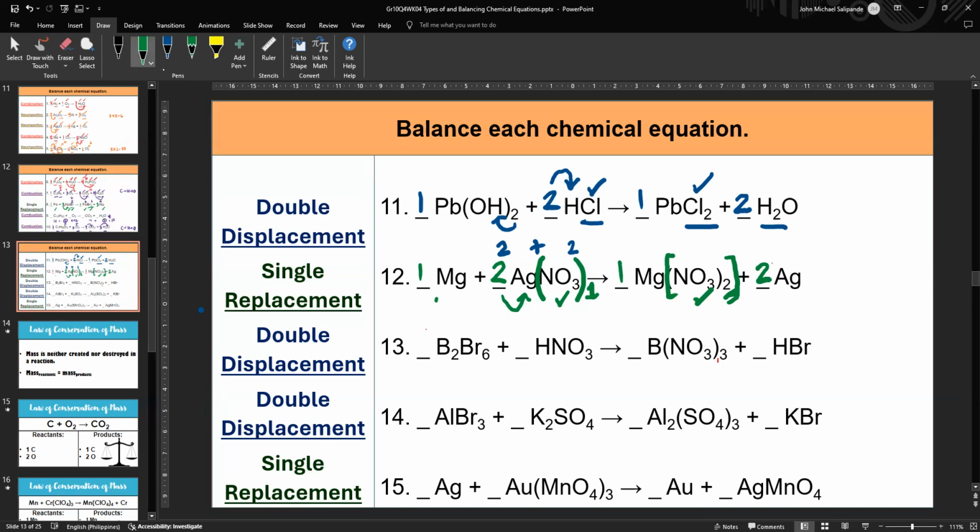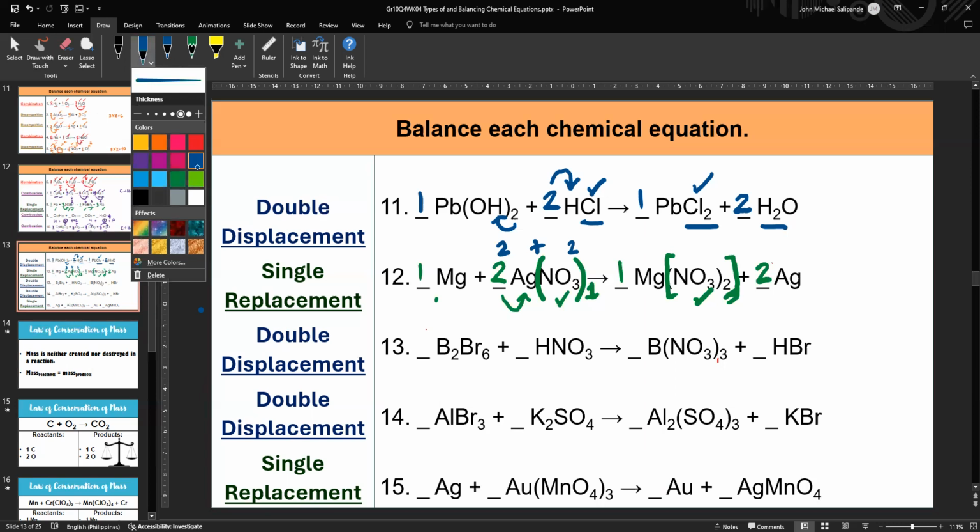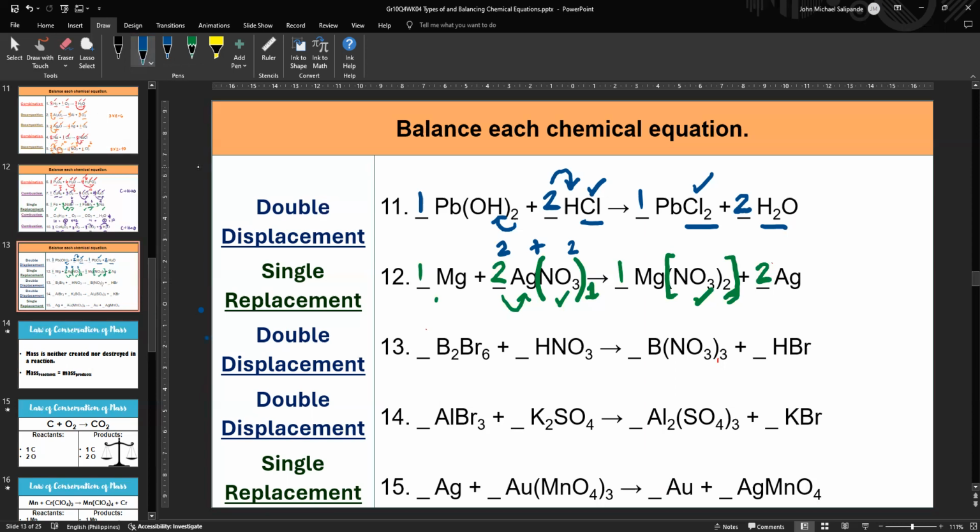Number 13. Another double displacement reaction. This is a very bulky equation based in terms of structure, but there's an easy way to deconstruct this problem. So we have B2Br6 plus HNO3 forming B(NO3)3 plus HBr. Let me start with boron, sorry. We have two boron atoms on the left side, and there's only one boron atom on the right side, so I have to multiply this by 2.